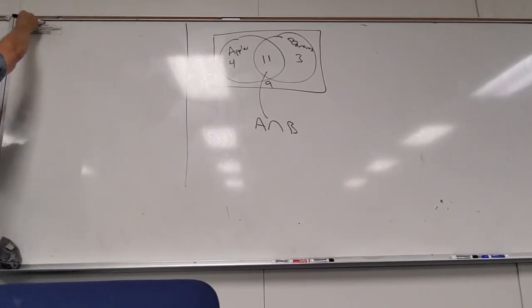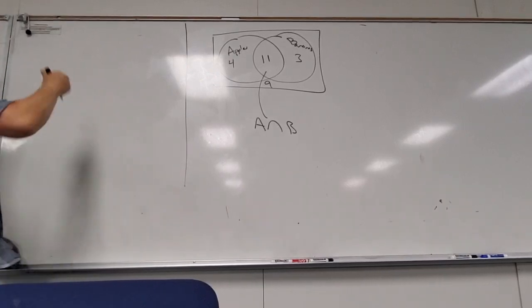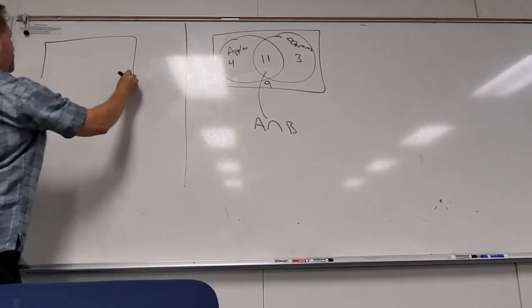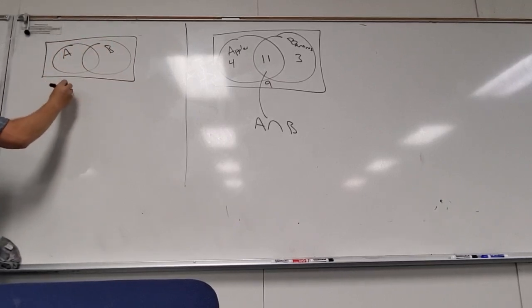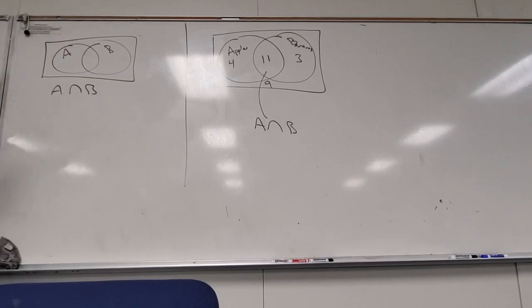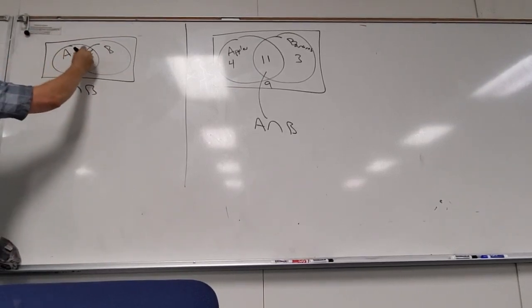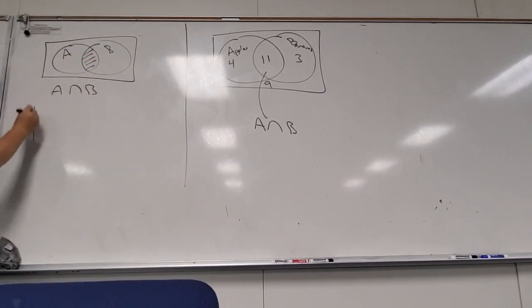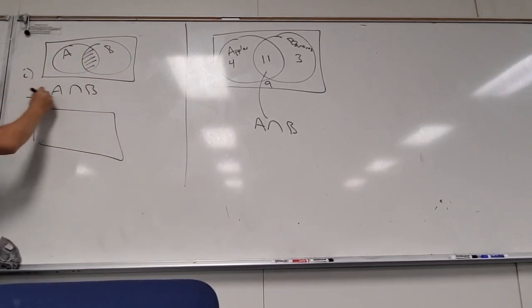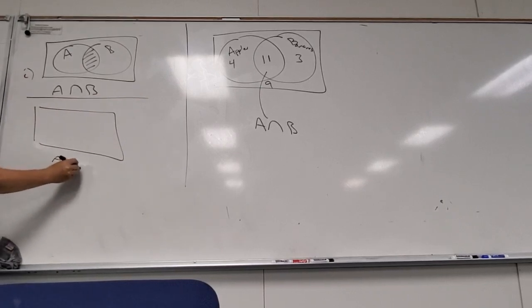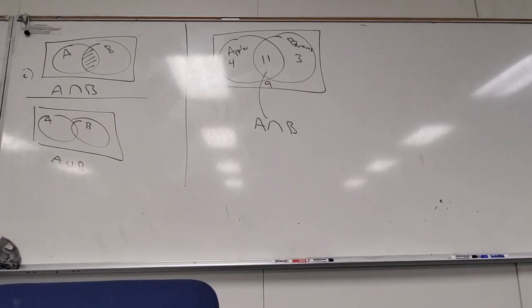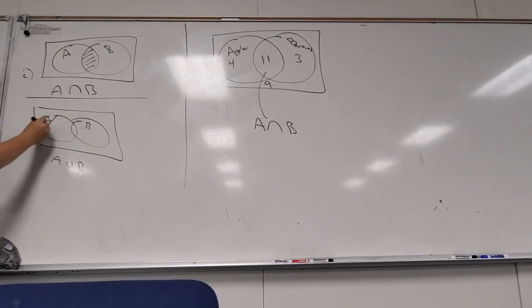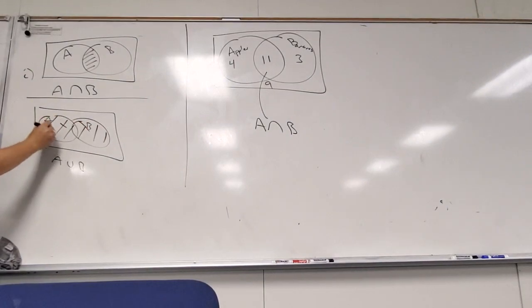Let's see. So on this Venn diagram, how would I represent, if I wanted to shade this in, this should be easy based on what we just did. Where would that get shaded in? In the middle. I love it. That's A intersect B. What about A union B? Just the whole thing, right? Bam, bam, the whole thing, right?